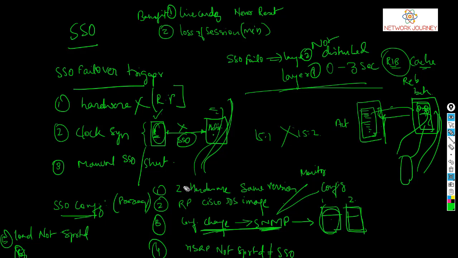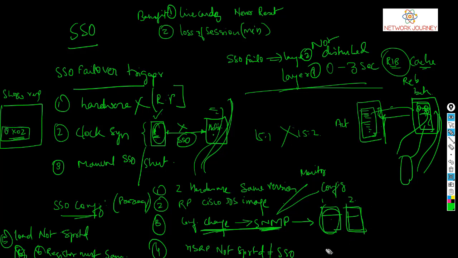And yes, there are some prerequisites from a configuration point of view. That is, the register value of these devices must be the same. You know what a register value is. When you open up your show run command or show version command, you will see something like this. So the register value of both boxes should be the same.